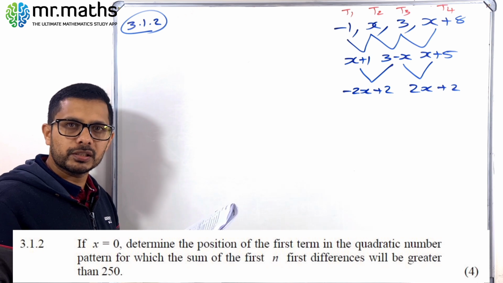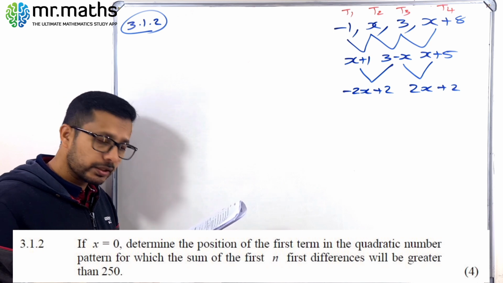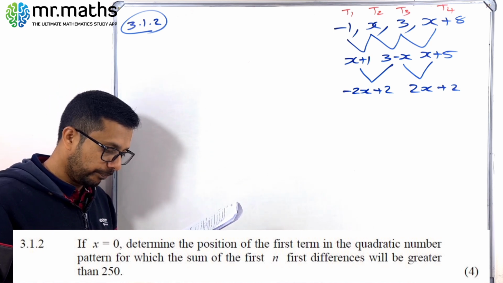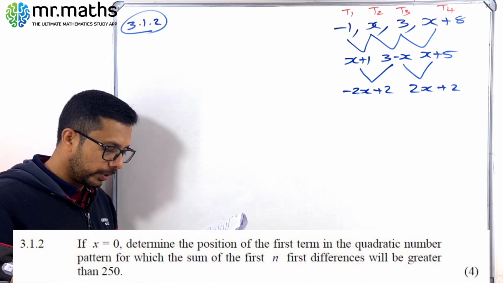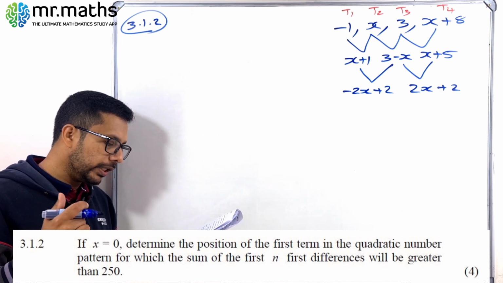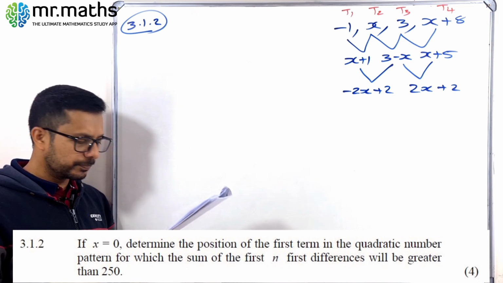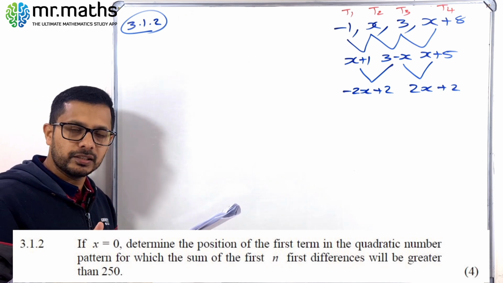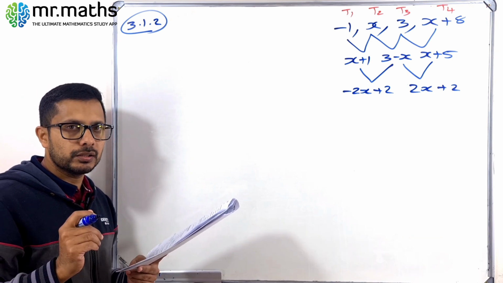What do you understand from that sentence? It's a tricky question, am I right? If you read that question like that, you don't understand anything. I don't understand. Maybe if you understand, it's fine. Determine the position of the first term in the quadratic number pattern for which the sum of the first n first differences will be greater than 250. It's a tricky, complicated sentence. So anyway, we can split that question. Before that, what is the value of x? 0.